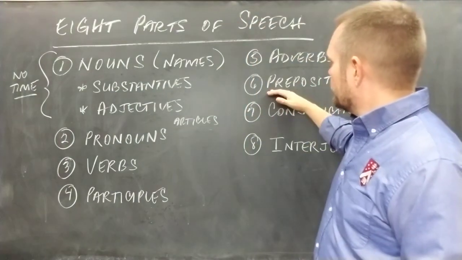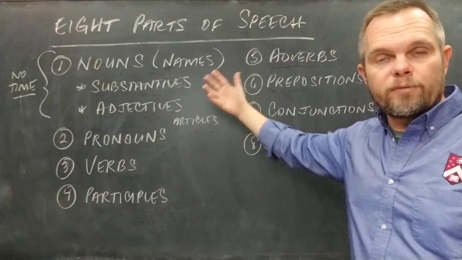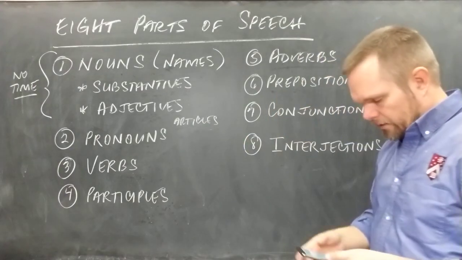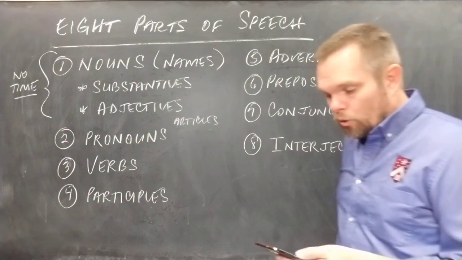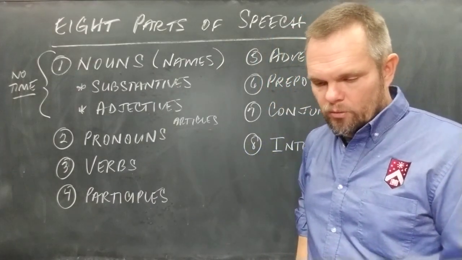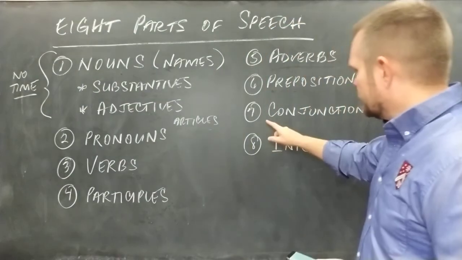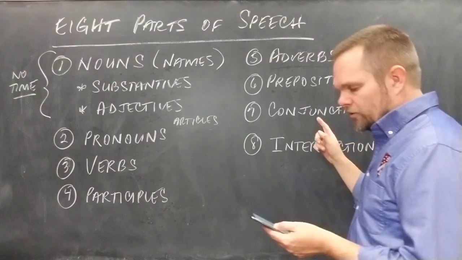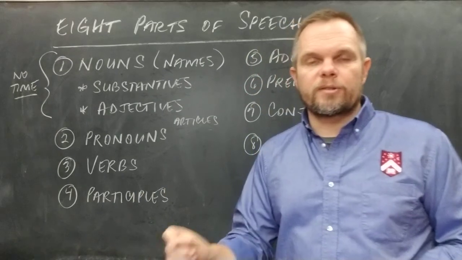A word that is used to express a relation between different substantives. All right? That is the sixth of the 8 parts of speech. Next, a word that joins notions or assertions together is called a conjunction. The 7th part of speech, conjunctions. A word that joins notions or assertions together.